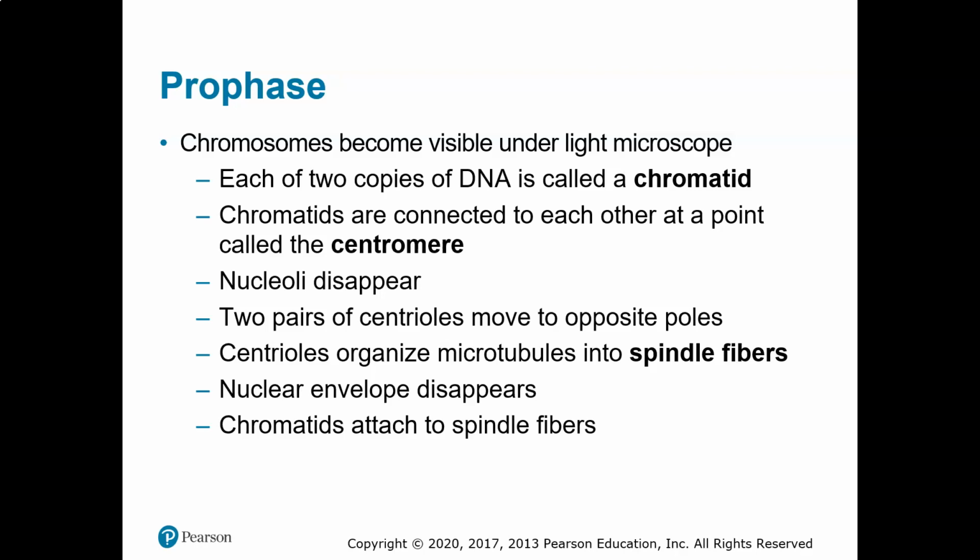What happens in prophase is that the DNA, which during interphase was called chromatin, condenses into chromosomes. So chromosomes form. And when it says here they become visible, that's because they are coiling tighter and packing together into a structure called a chromosome rather than chromatin, which is very spread out. Each of 2 copies of DNA is called a chromatid. Chromatids are connected at the centromere.